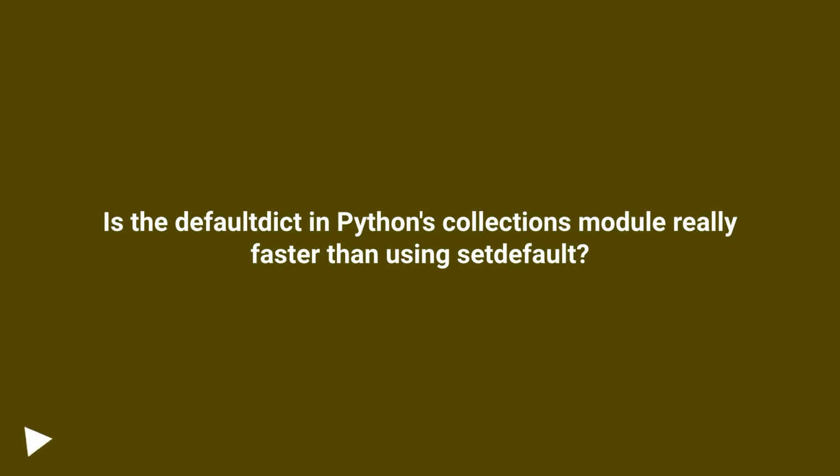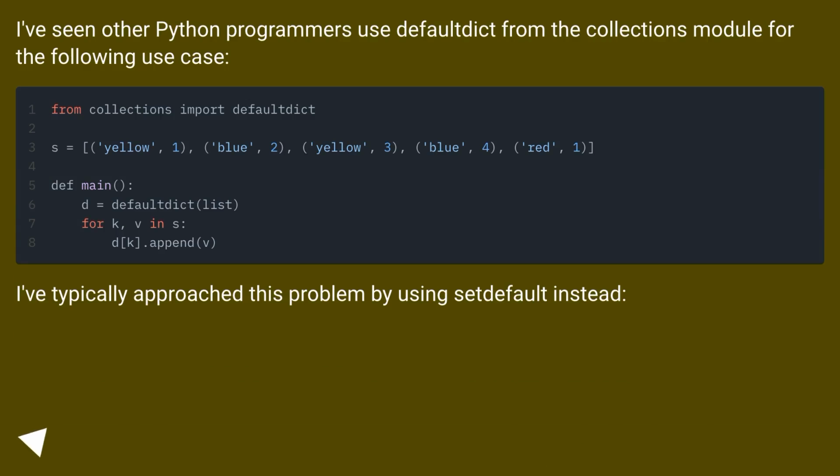Is the defaultdict in Python's collections module really faster than using setdefault? I've seen other Python programmers use defaultdict from the collections module for the following use case. I've typically approached this problem by using setdefault instead.